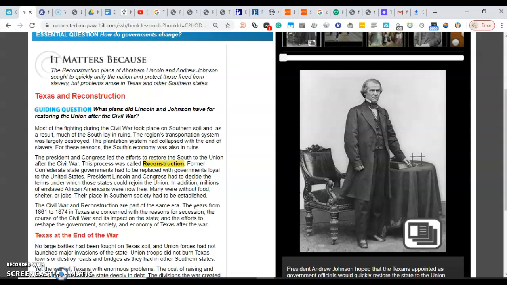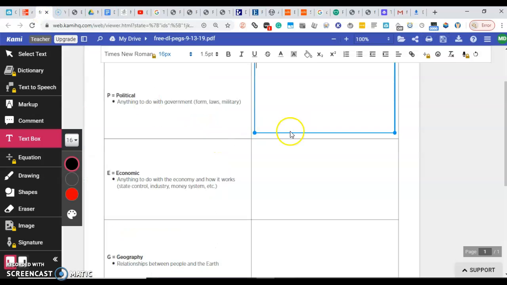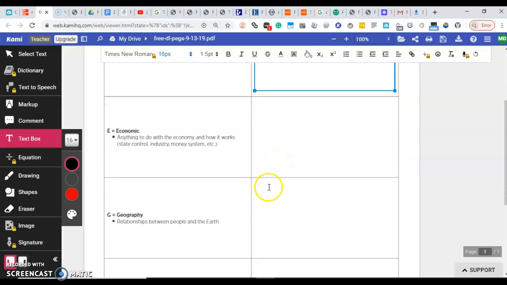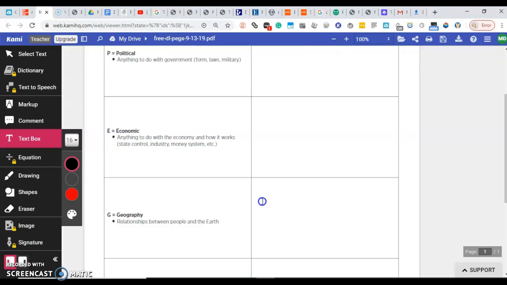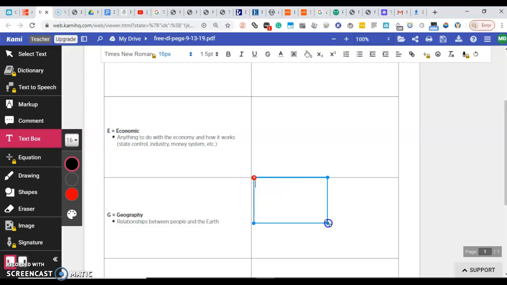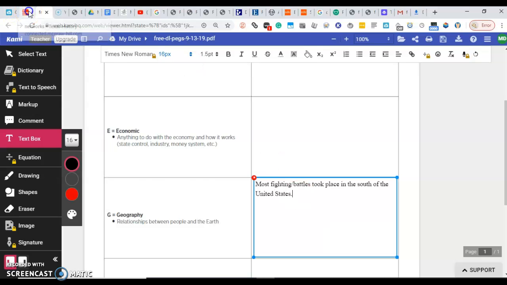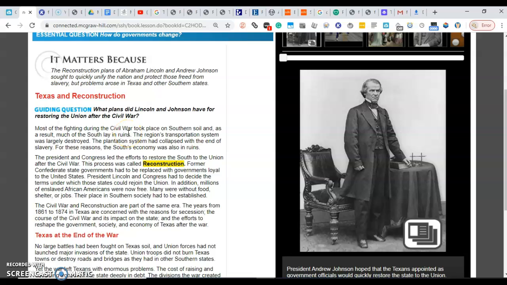This is just a summary, so it's not going to get us into details, but most of the fighting during the Civil War took place on southern soil. Alright, so the very first sentence tells us what we need to know. So this is actually to do more with the Civil War, but the geography would tell us that that is the geography strand or idea. So most fighting slash battles took place in the South, okay, of the United States. Now really that's something you should know for Civil War, but that's okay. Just to give you an idea of how this works.